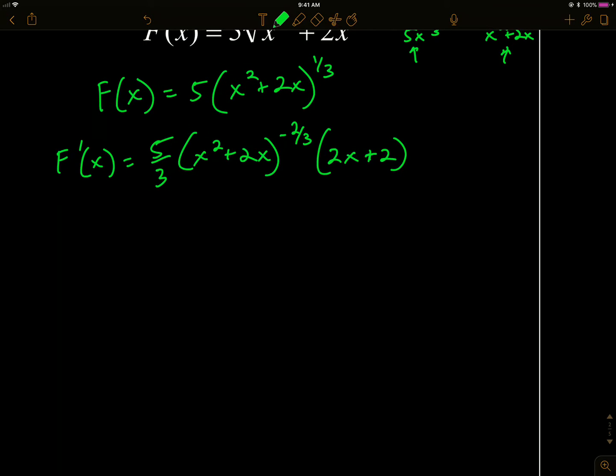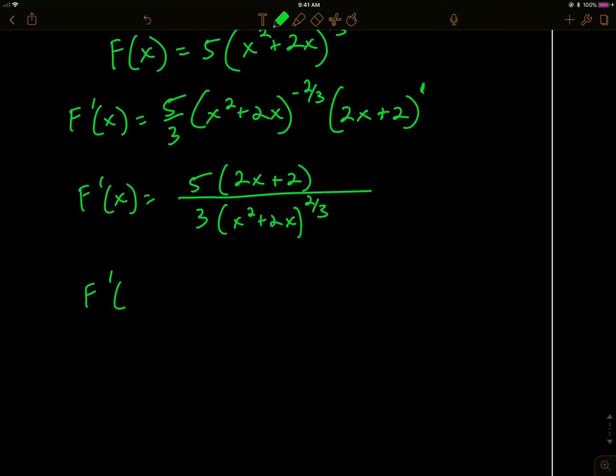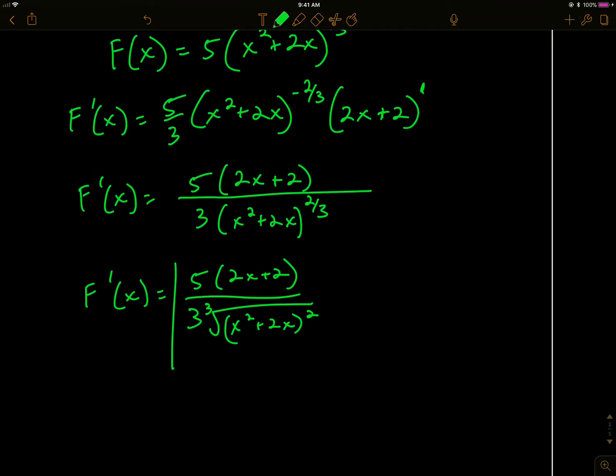Again, I have three things times each other. So the 5/3 is going to kind of set up the fraction. This one's going to end up in the bottom as a positive 2/3. This one's going to end up in the top because its exponent is a positive 1. So we're going to end up getting 5 times 2x plus 2 over 3 times the cube root of x squared plus 2x squared. And that'll be good enough.